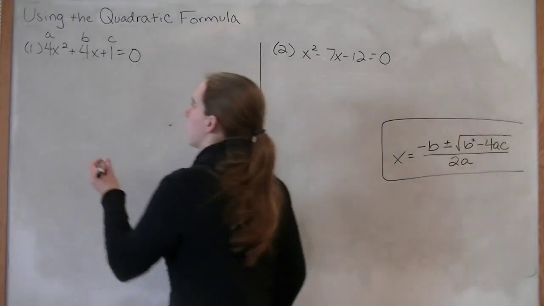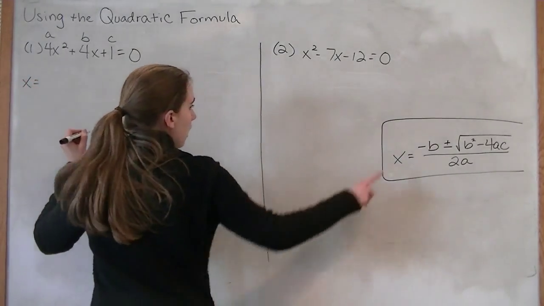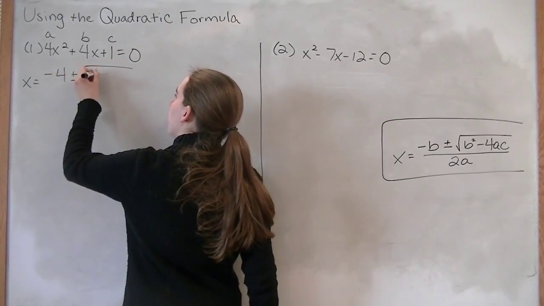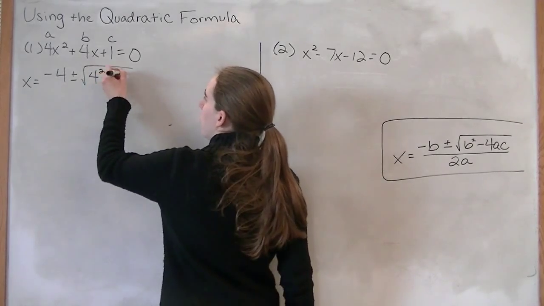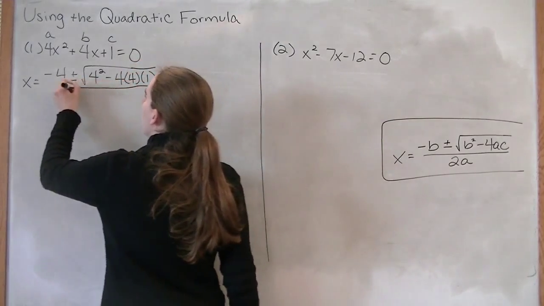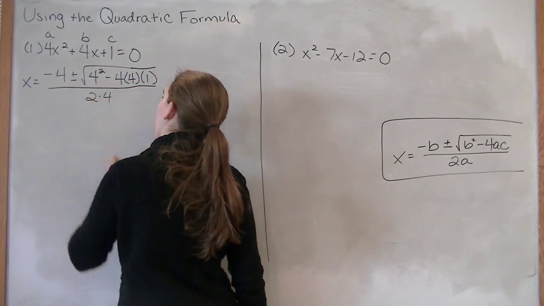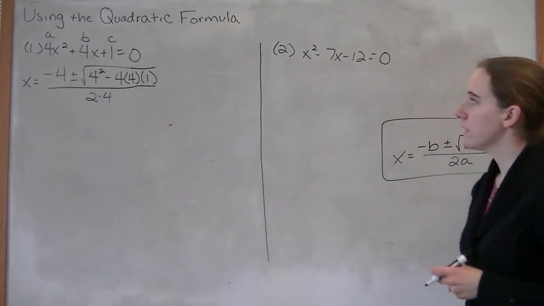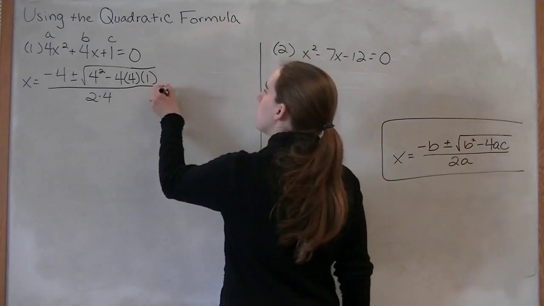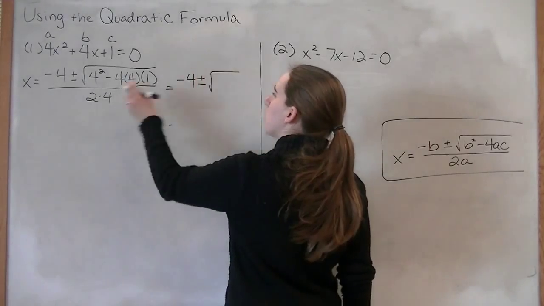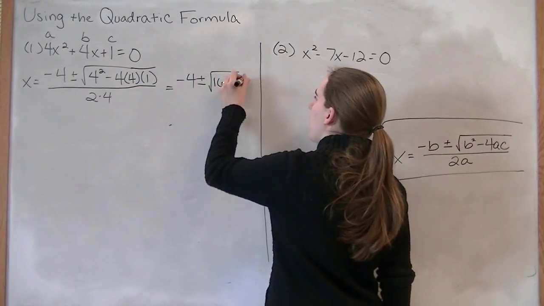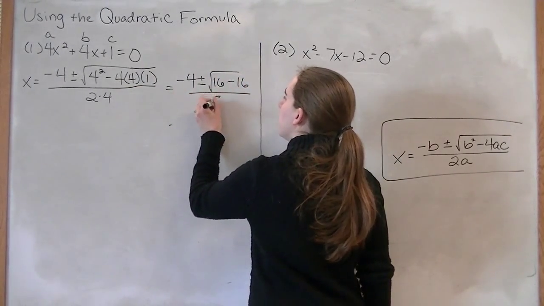So we get that x is equal to the opposite of b, so negative 4, plus or minus the square root of b squared, so 4 squared, minus 4 times a times c, all over 2 times a. Now we just have to do some arithmetic to simplify this. So we get negative 4 plus or minus, we know 4 squared is 16, then we have minus 4 times 4 times 1, so minus 16, all over 2 times 4 is 8.